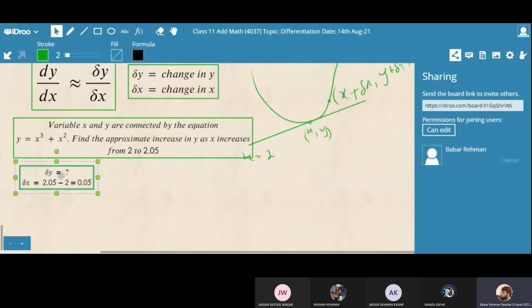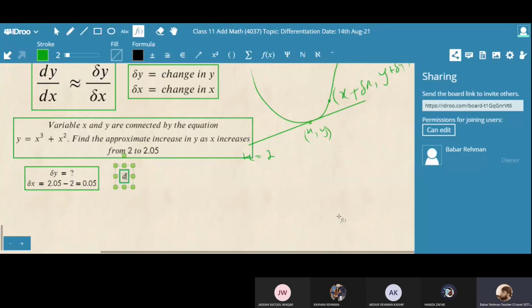So what is the problem? We have to find this one, but we don't know the derivative. So first of all, we find dy by dx. What is the derivative of x cube plus x square? 3x square plus 2x.